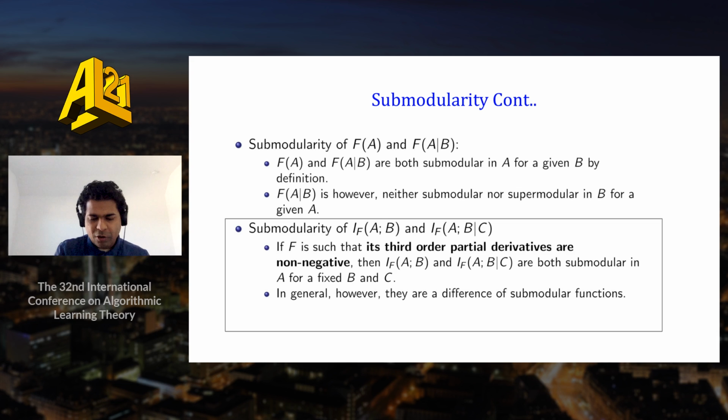the submodularity of f of a and the conditional gain is expected. That follows directly from definitions. But the submodularity of the mutual information is not clear, right? In fact, the standard mutual information over a set of random variables was shown to be not necessarily submodular. But it turns out that for certain special classes of submodular functions, this mutual information actually is submodular, and this is exactly the case when the third order partial derivative is non-negative, right? However, in general, this is a difference of submodular functions.